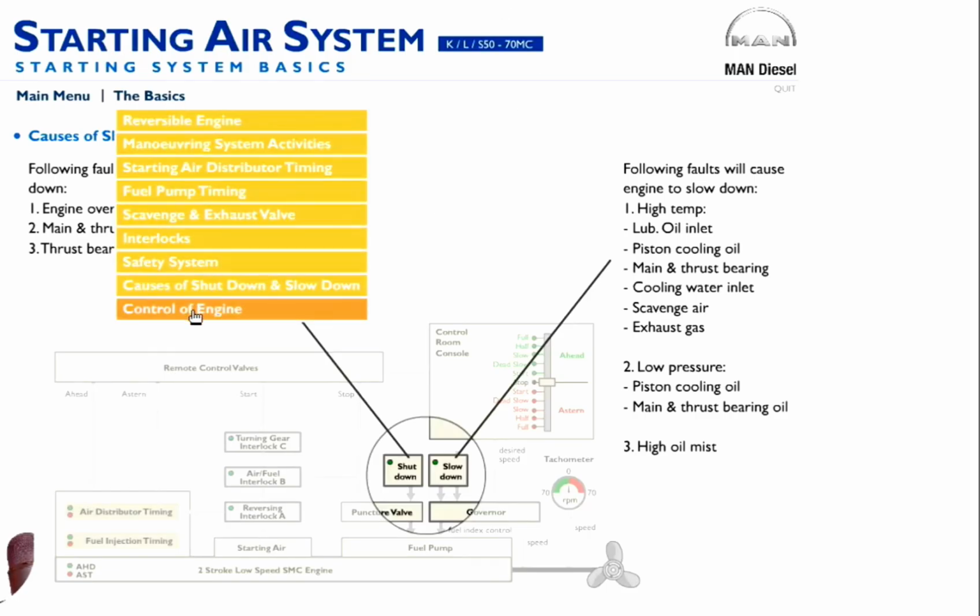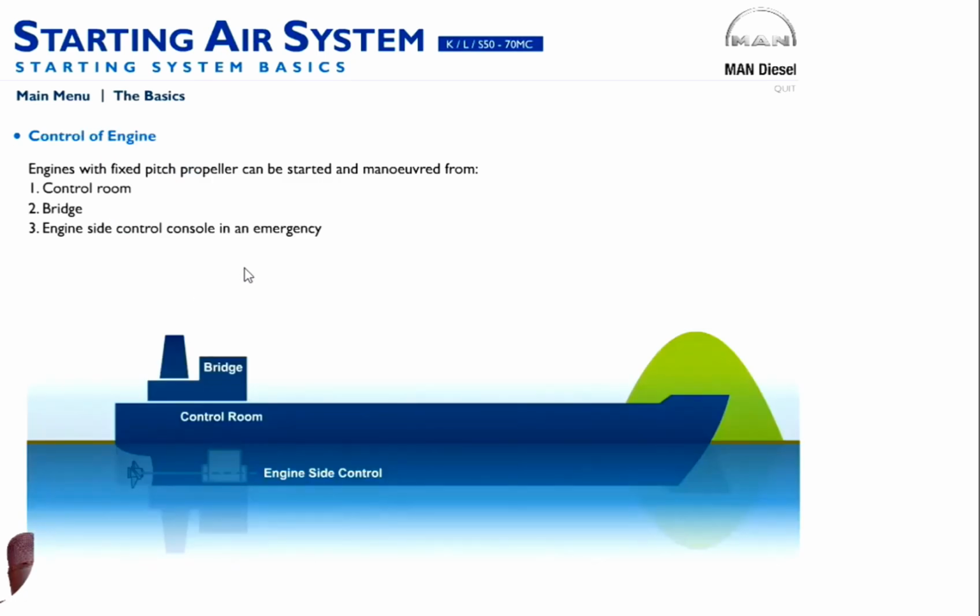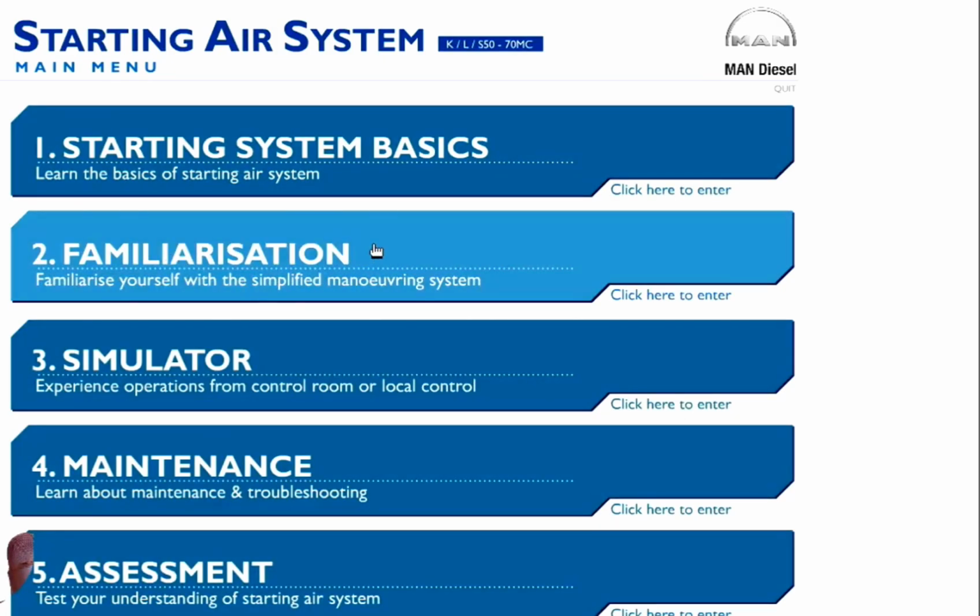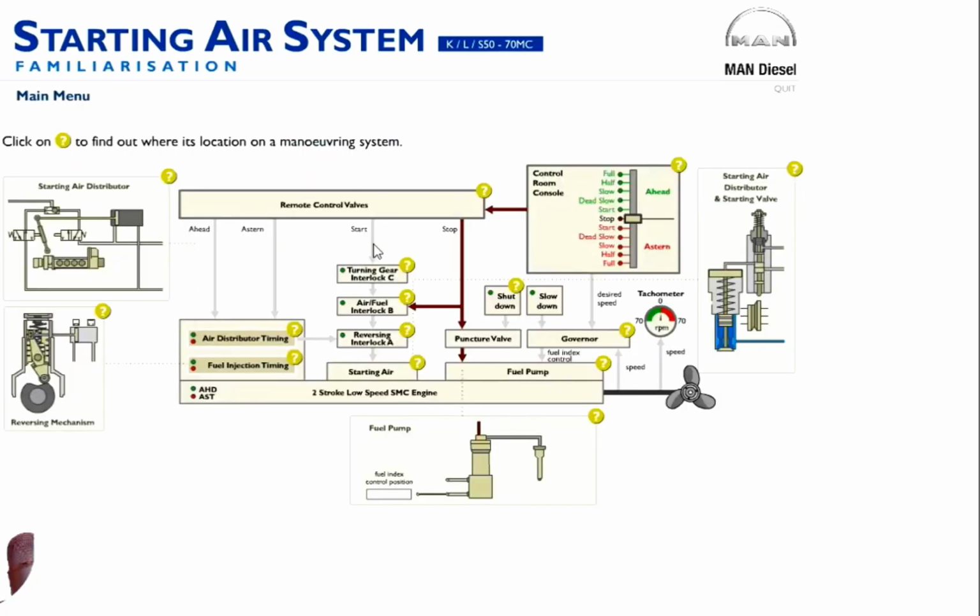Let's go to the basics, control of the engine. Here we can see from where we can control the engine. We can control from the bridge, from the control room, and local to engine emergency control. Let's go now to the main menu and go to familiarization. Here you have all the systems, and as you can see there is a question mark, where you can press and see what exactly each part is and where it is located.